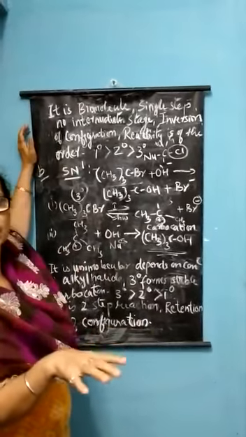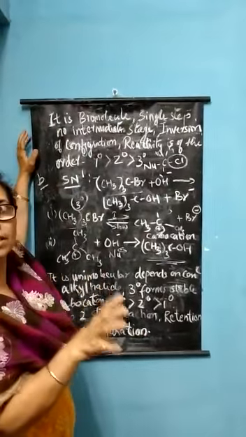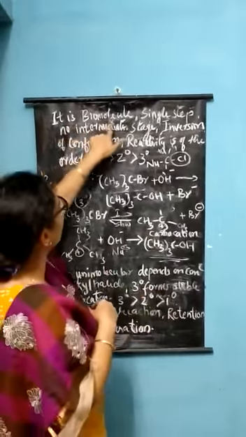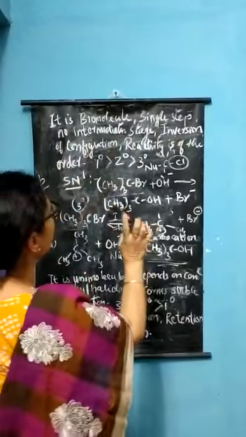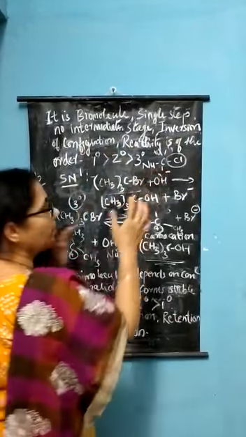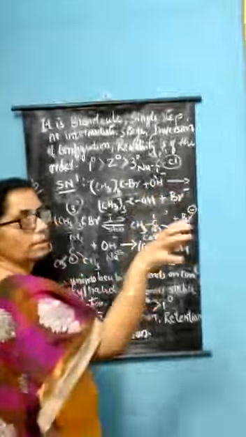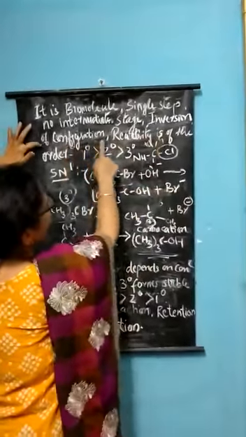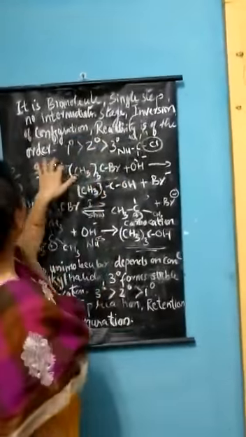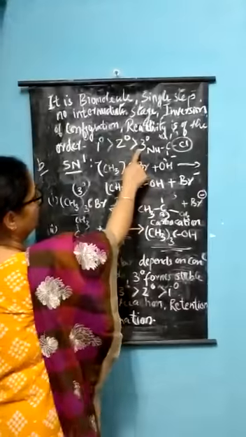The SN2 reaction which we studied yesterday, its summary is: it is bimolecular. This reaction takes place in a single step. No intermediate is formed, as the intermediate, which is written in the form of a transition state, is unstable, and there is inversion of configuration. In reactivity, first order is more reactive than second order, and then third order.